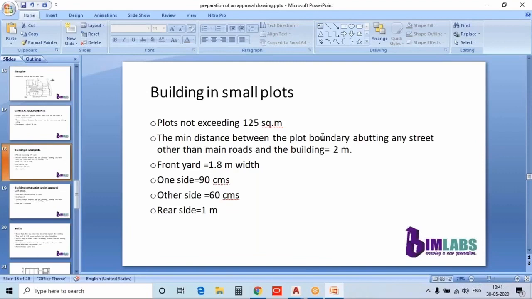And in the normal cases, we have to provide a minimum setback of 1.2 meters on one side, and on the other side we have to provide 1 meter setback. But here we can provide 90 centimeters on one side and 60 centimeters on the other side, and on the right side you can provide a setback of 1 meter. That is the condition of building in small plots.